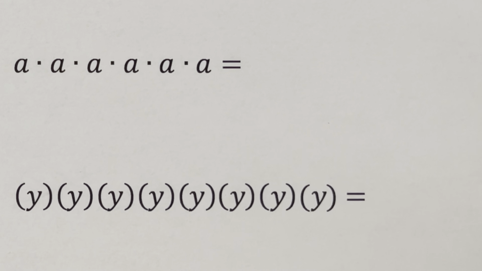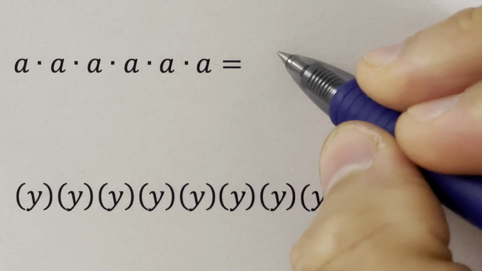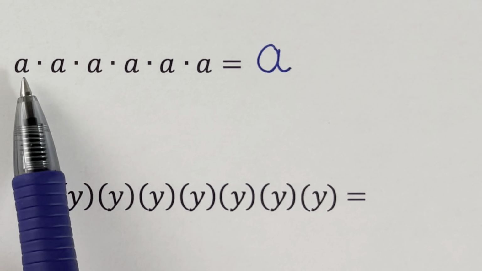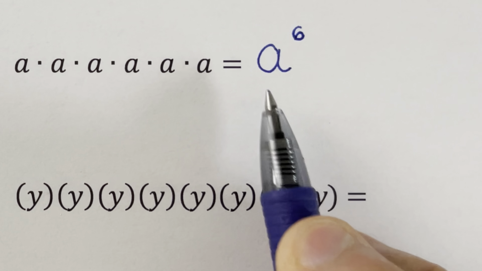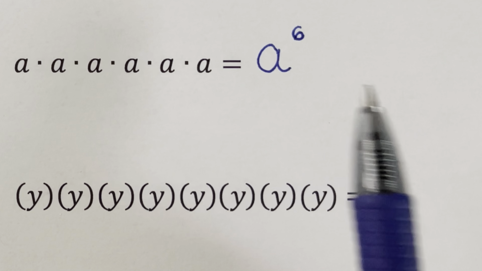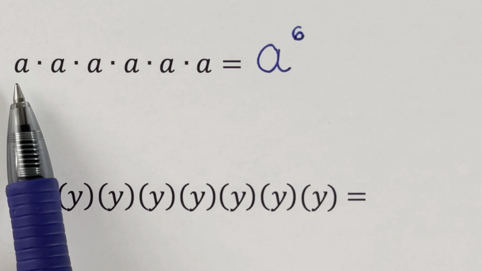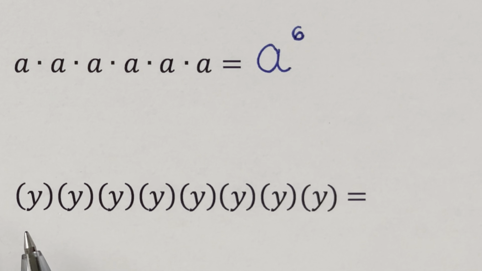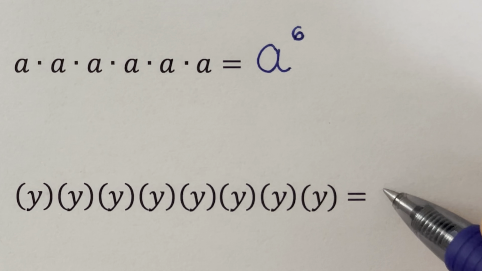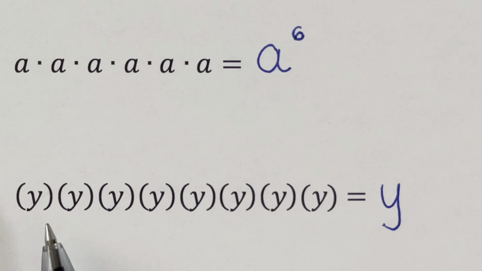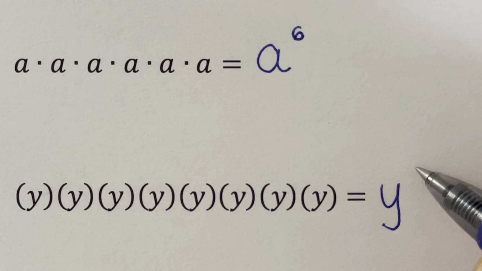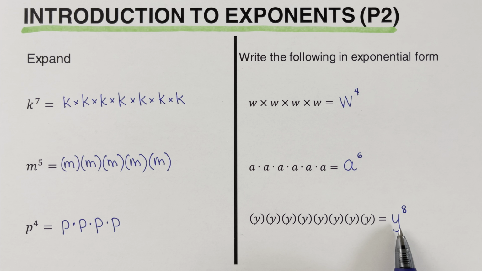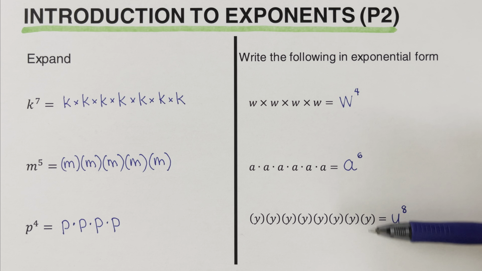Okay, so we go over the problem here. So we have an a as our base and we count how many times a was multiplied. 1, 2, 3, 4, 5, 6. So this is a to the exponent 6, or this is read as a to the 6th power. So this is our exponent form and this is our factored form. Now let's move on to the next one right here. We have y as our base and we count how many times y was multiplied. So that would be 1, 2, 3, 4, 5, 6, 7, 8. So that is y to the 8th power. Again, this is our exponent form and this is our factored form. Did you get the same answers as this?